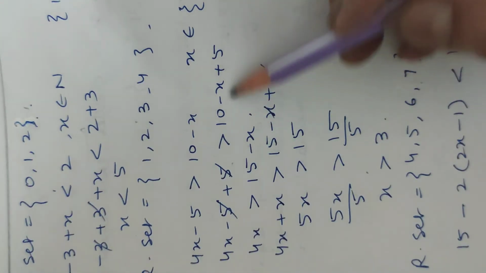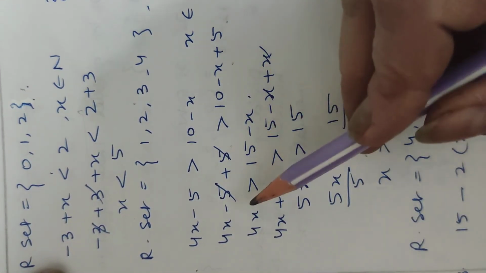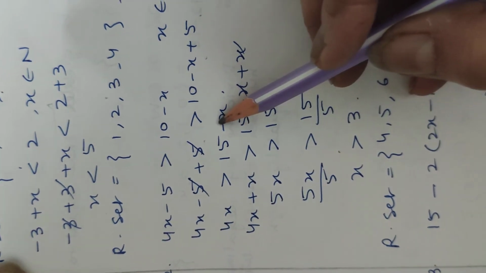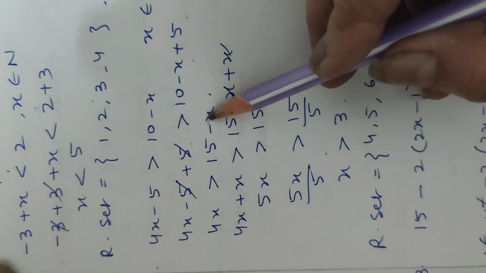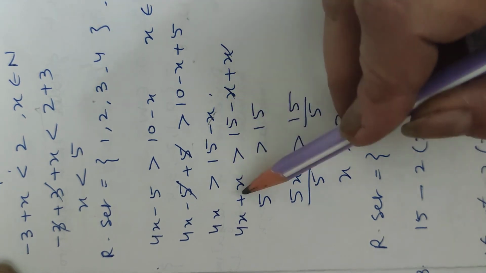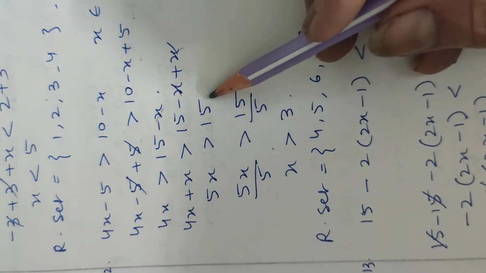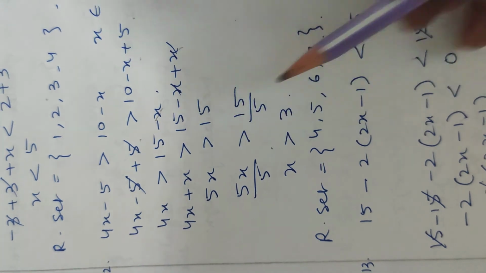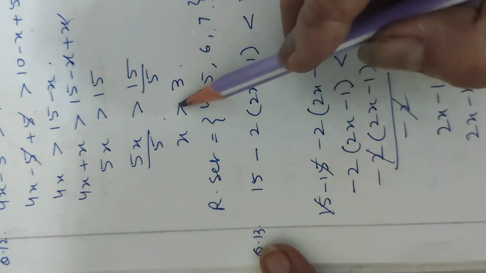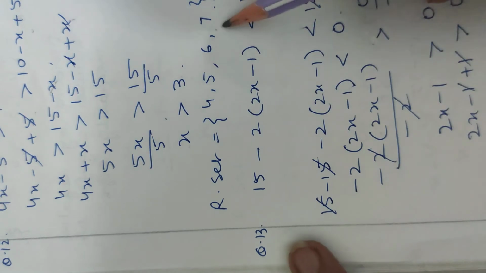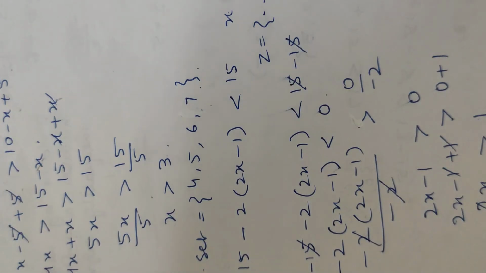Plus sign, this also plus, this, then plus this. I have to remove this x. So plus x both the sides. 5x is greater than 15. Moving further, x is greater than 3. Replacement set is 4, 5, 6 and 7.